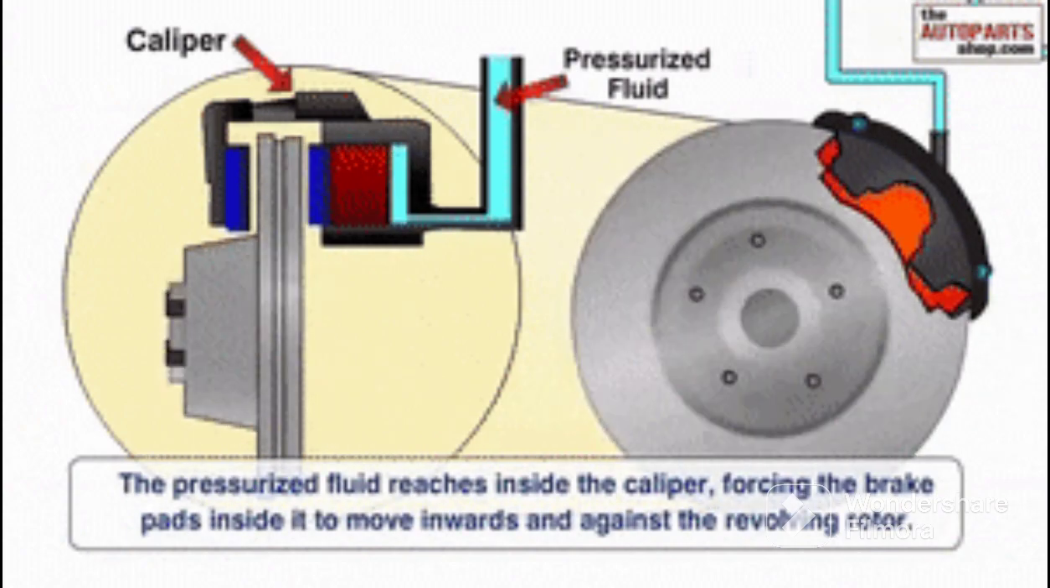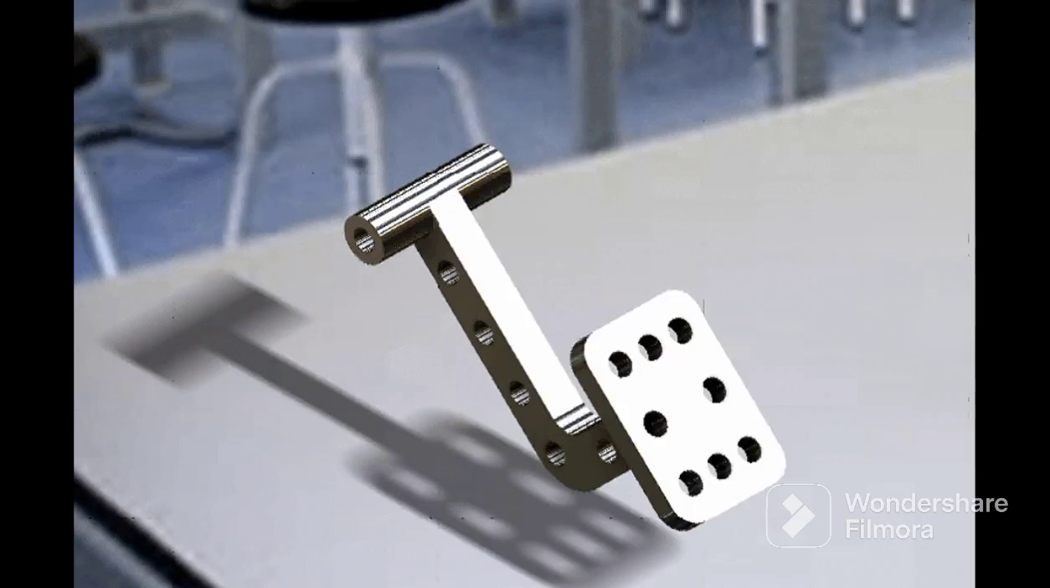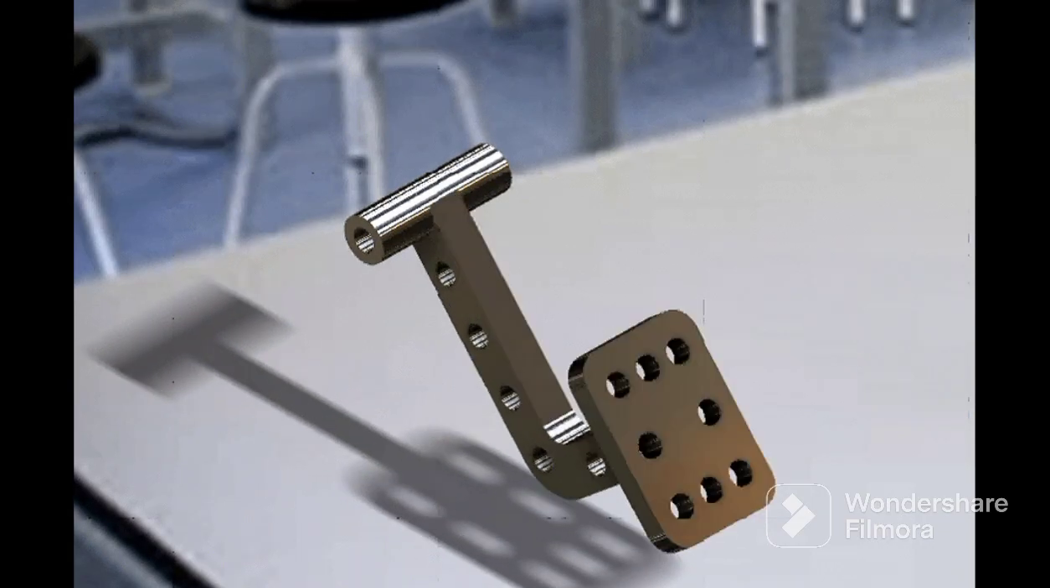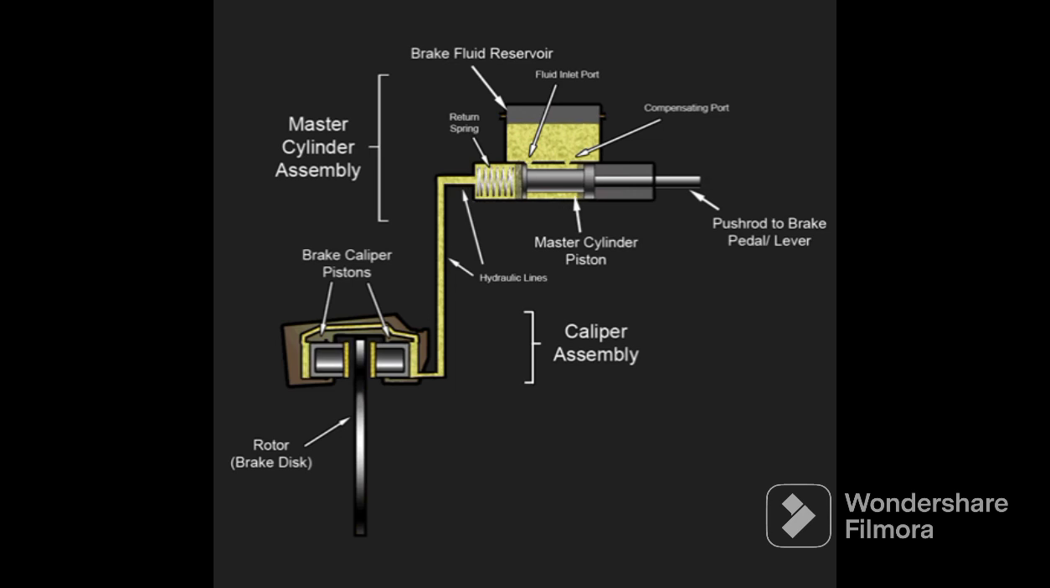Brakes are essential for safety in many different applications, from cars and trucks to bicycles and industrial machinery. Brake pedal. The brake pedal is the lever that the driver presses with their foot to apply the brakes. The brake system in a vehicle typically consists of several components that work together to slow down or stop the vehicle. Here are some of the main parts of a typical brake system.